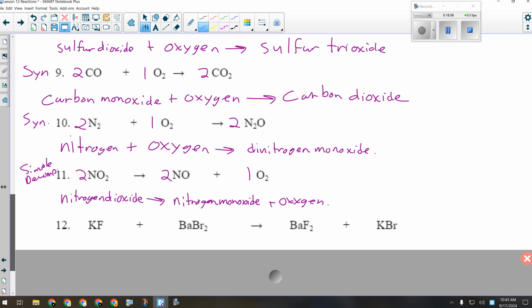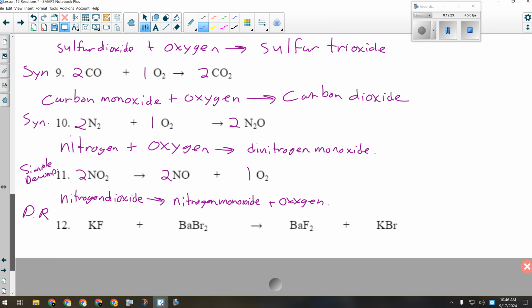All right, give number 12 a try, and then I'll give you a short little break, and then we'll look at going from word to formula type of reactions. So in number 12, I've got an ionic compound reacting with another ionic compound producing 2 different ionic compounds. What kind of reaction is that? Double replacement reaction.